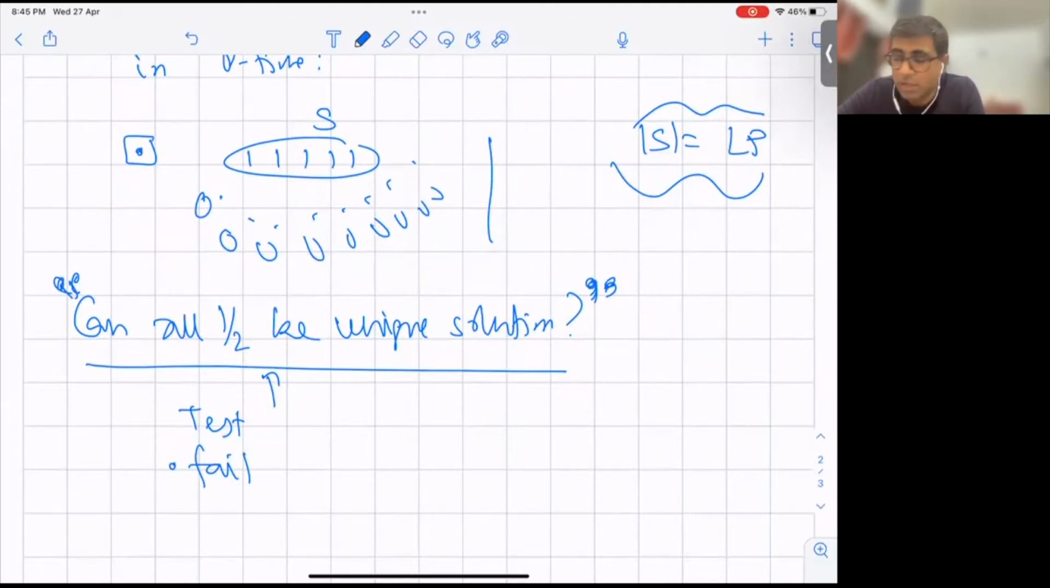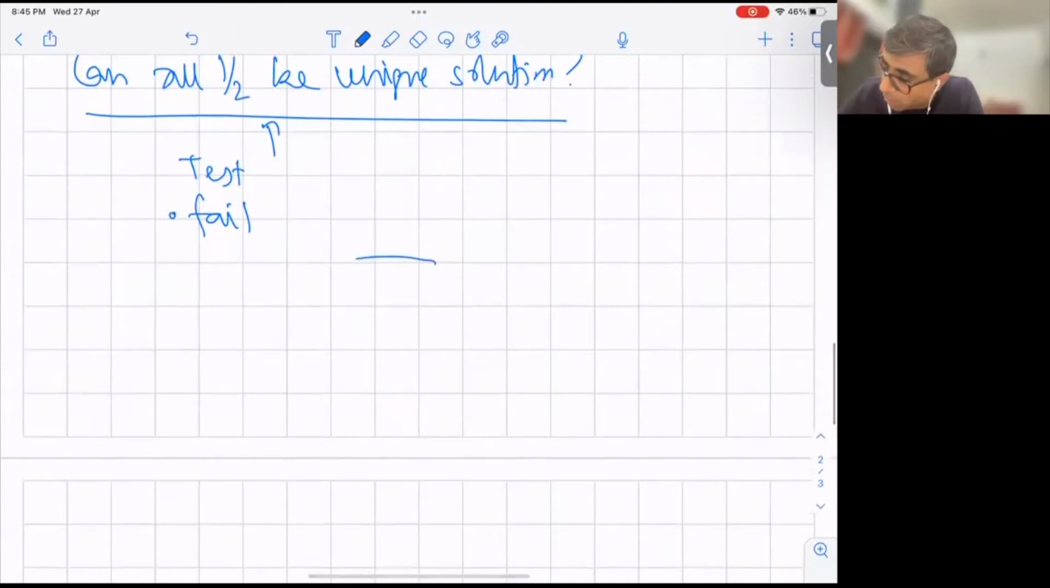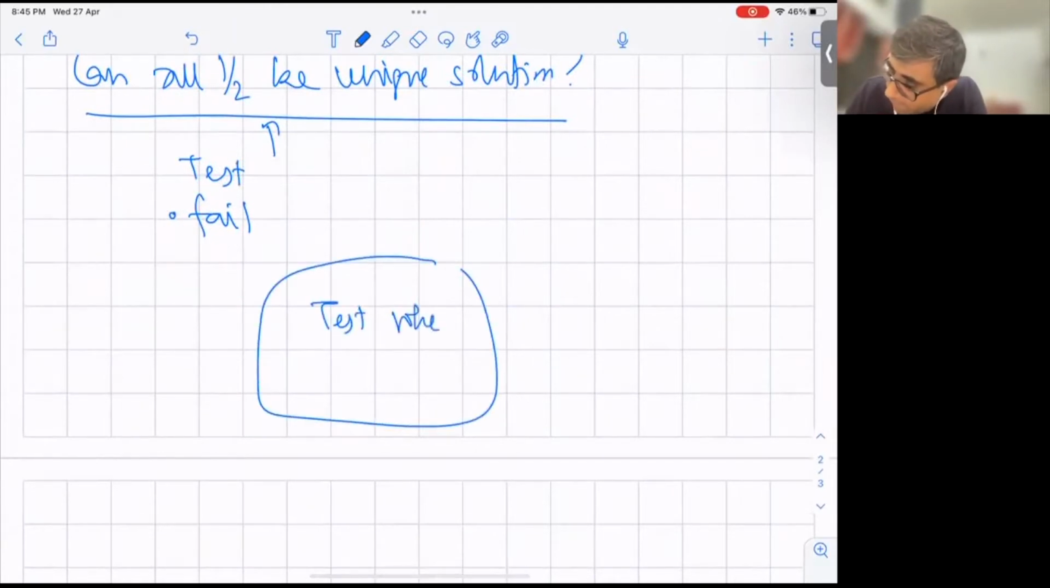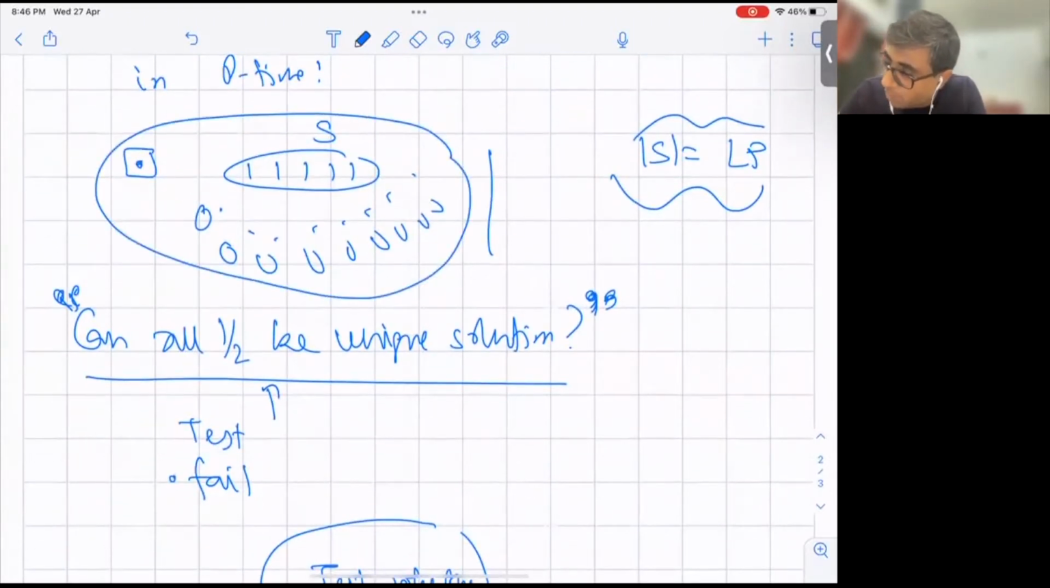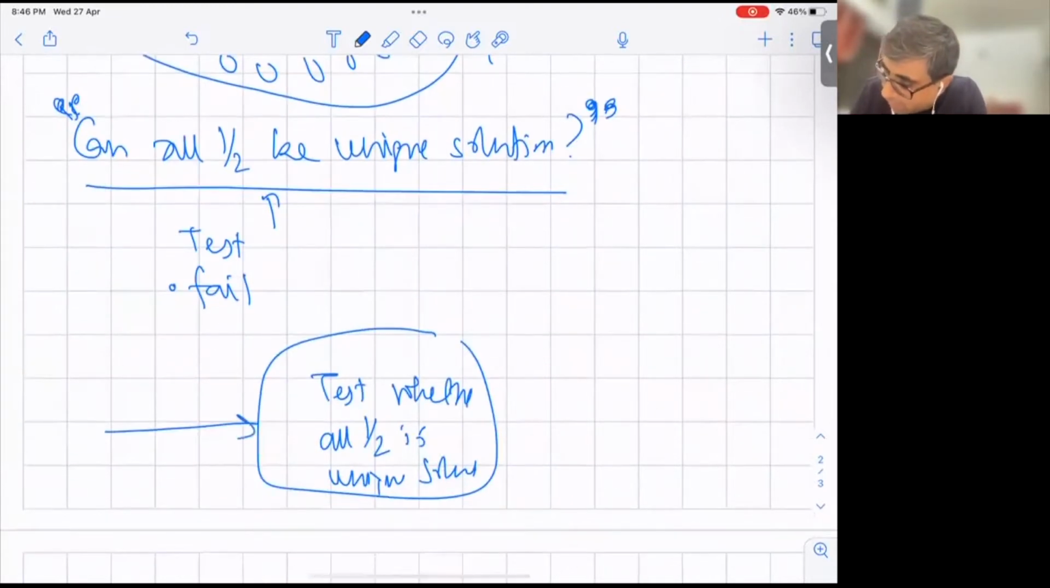Is this fine with all of you? Okay. So suppose you have an oracle, an algorithm that tests whether all half is the unique solution. Now, what is the property of this instance? This instance has the property that there is an ILP solution, an integral solution, whose value is equal to the linear programming value. Now, if we give such a G, what am I going to get returned?